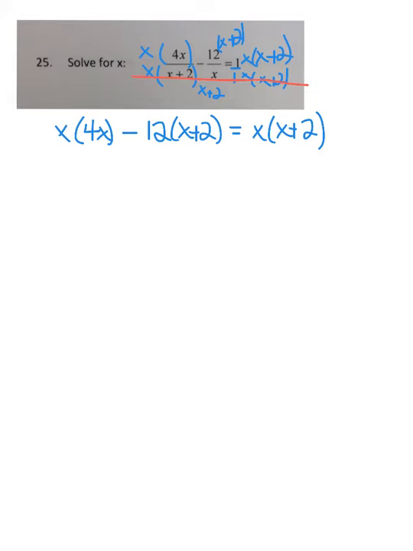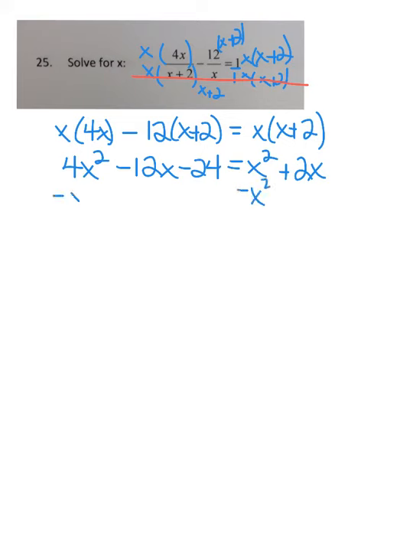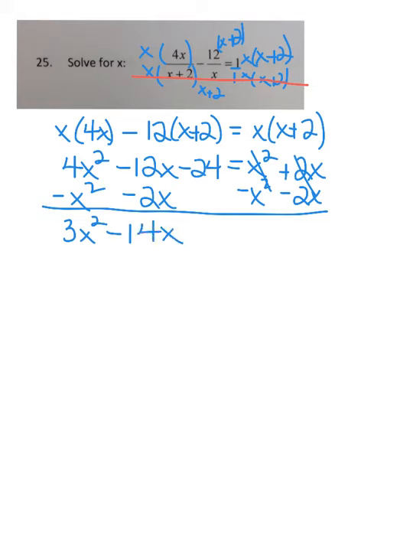All right, so let's distribute a little bit here. So I've got 4x squared minus 12x minus 24. And then over here I have x squared plus 2x. So I have an equation, and it's a quadratic because I have x squareds in there. So I'm going to move everything to one side and set it equal to 0. I'm going to move over this x squared by subtracting it, and I'm going to move over the 2x also by subtracting it. That's just going to get my right side to be 0. So we've got 3x squared minus 14x minus 24 equals 0.